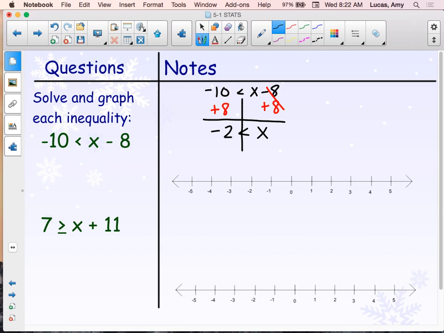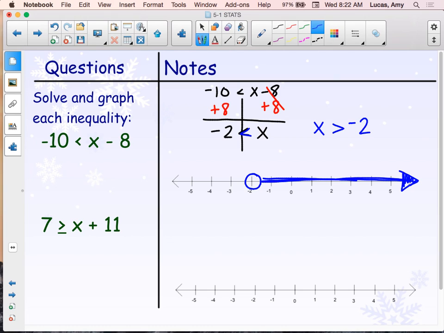Remember, before I graph it, I want my variable on the left-hand side instead. So you may notice that this symbol opens up at the x. So I'm just going to reverse my inequality. -2 is less than x means the same thing as x is greater than -2. So I'm just reversing that inequality to get the variable on the left. Now I can do an open circle, and it's going to the right. X is greater than -2.